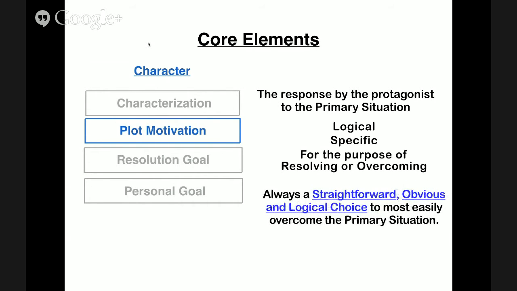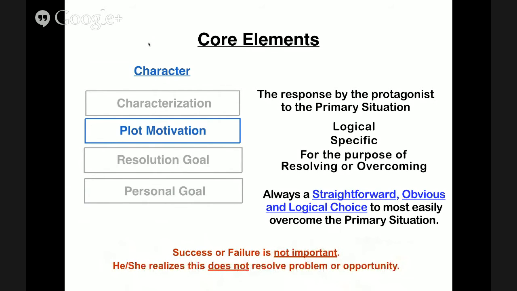The plot motivation is always a straightforward, obvious, and logical choice to most easily overcome the primary situation. I guess the key word there is most easily. It's the decision the character makes so they can most easily resolve a situation that they don't want to be in the first place. They're not going to make some big show out of trying to do X, Y, and Z. They're going to take the most direct, efficient, logical, specific way and try to resolve it. And if they do, well, that leads us to the middle of the second act.